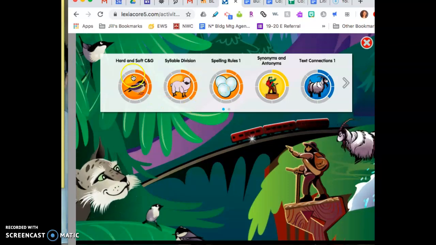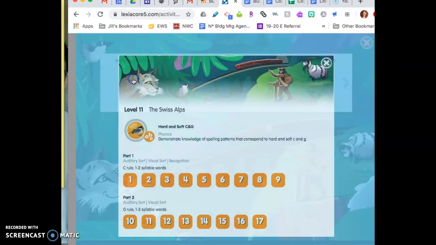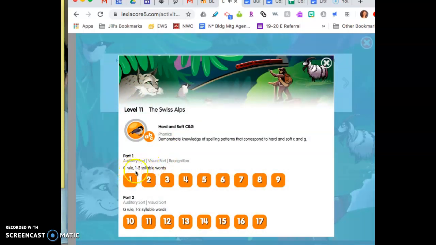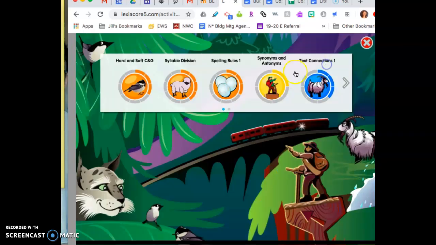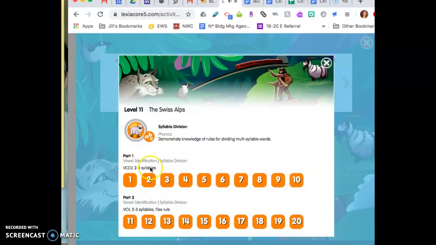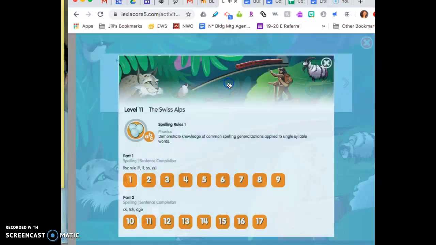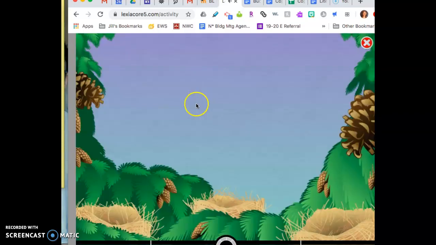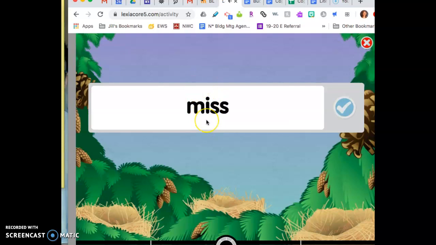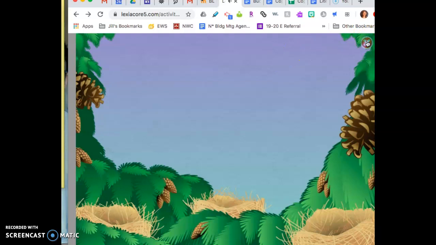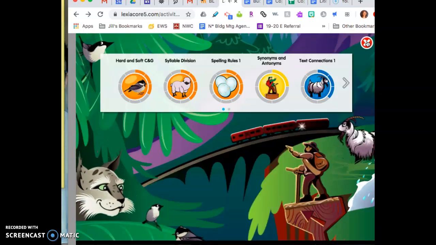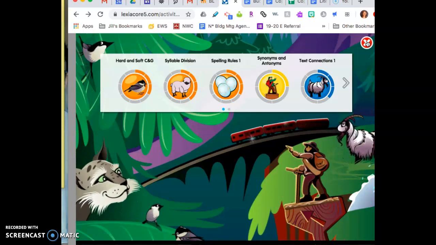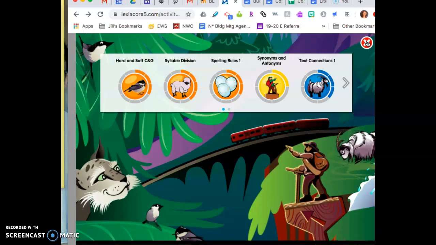So for example, in this first activity, students are going to be working on the hard and soft C rule, and then the next one is the hard and soft G rule. We've also got syllable division here. We've also got spelling rules here. So we're talking about if it is a one syllable word with a short vowel sound, that we double that final consonant. So there's a lot of skills in one lesson. And so to me, I think that could be tough to have that many skills in one lesson.